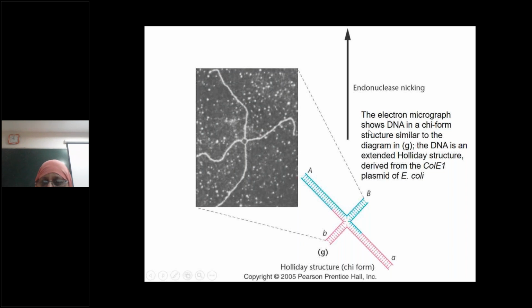This electron micrograph shows a DNA in a chi-form structure similar to the diagram that is seen over here. This is the Holiday structure, chi-form. Similarly, it is shown in an electron micrograph. This is derived from E. coli.